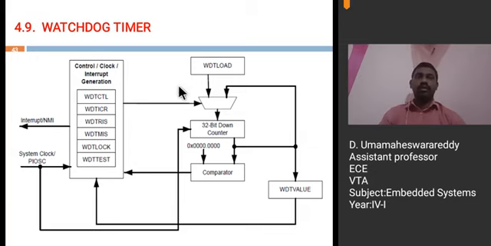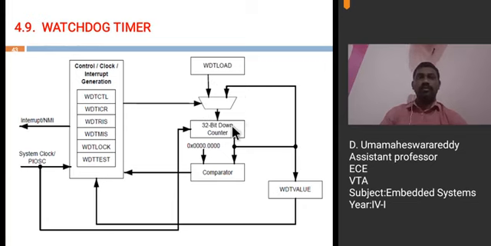Then watchdog timer load register. The watchdog timer load register is used to load a 32-bit value which is used by the 32-bit counter. A 32-bit counter is there, no? The value which is loaded into the watchdog timer load register will be taken by the 32-bit counter and it will start down counting from this value.